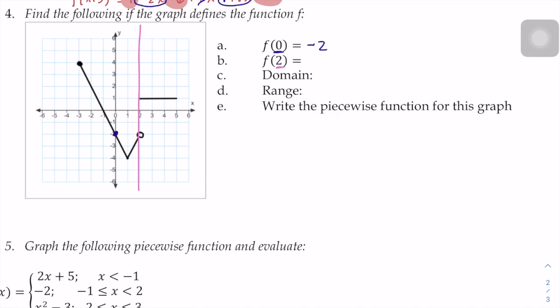The only time you have to put endpoints is if you're saying something is not included. So anytime there's an open circle, that has to be shown. Anytime there's not a circle at all, we're assuming that it's included. So the only point included for our x value of 2 is up here at 1.